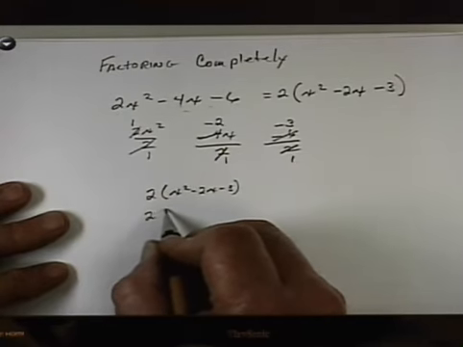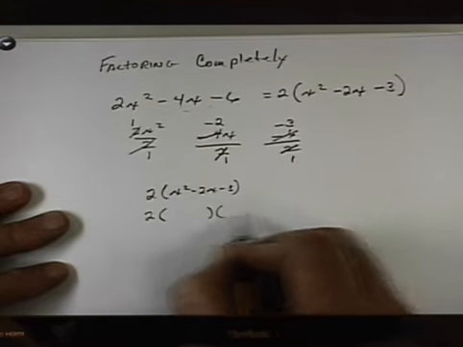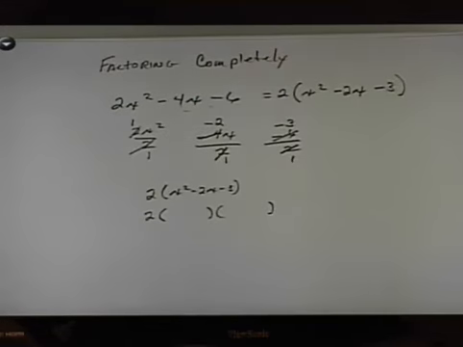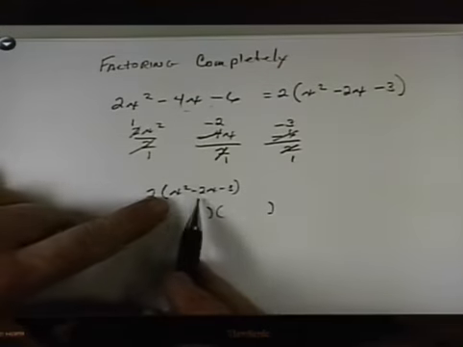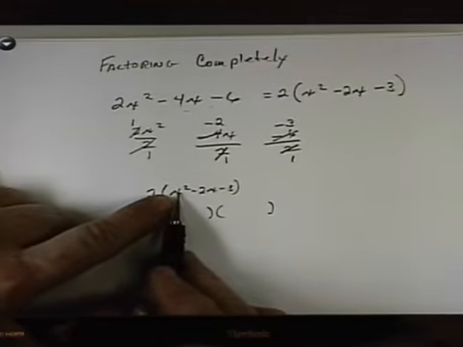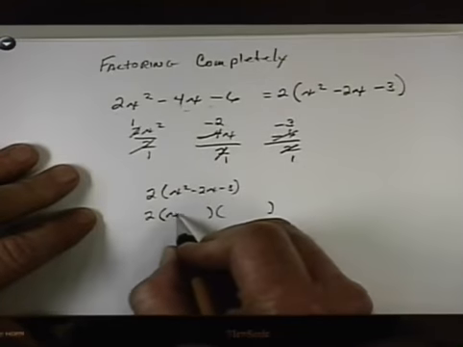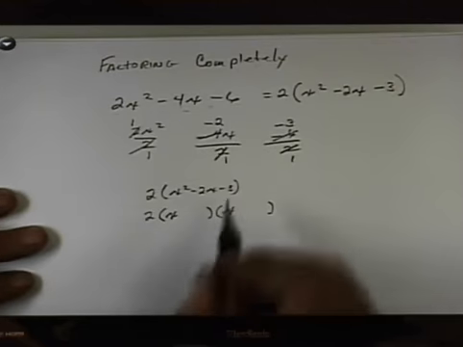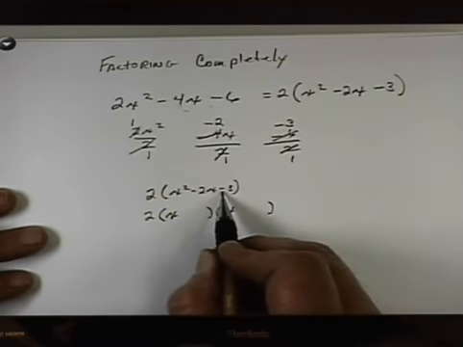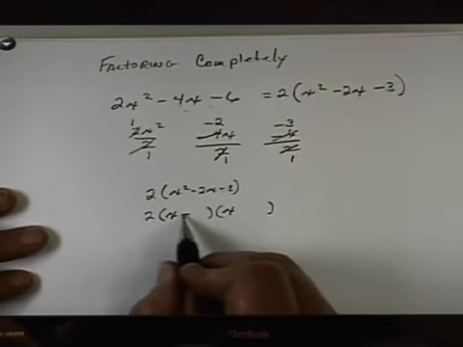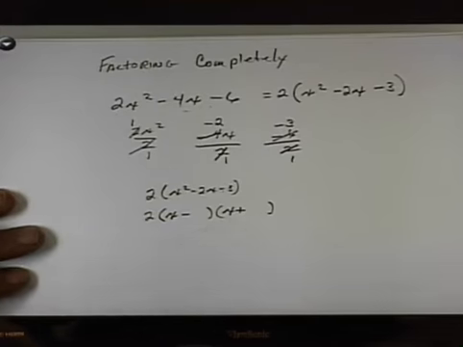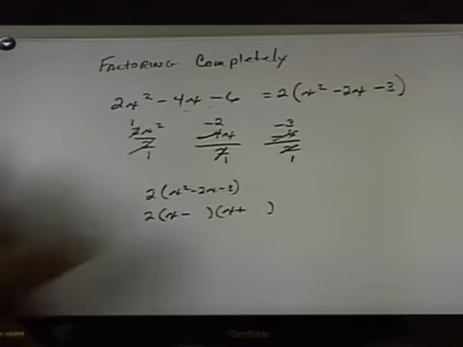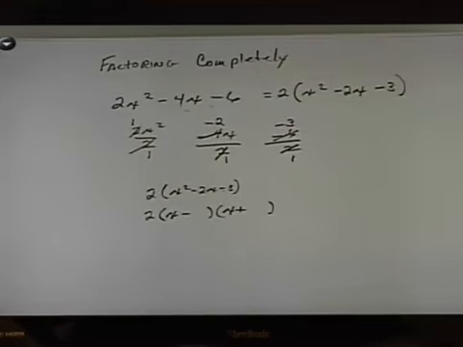So we're going to have this 2, and then we're going to have these 2 parentheses. And we recognize we multiply x times x to get x squared, so we'll put an x here and an x here. We look at our sign, this is minus. That means that one of these is minus and one is plus. In order to get a minus, you have to multiply a negative by a positive.